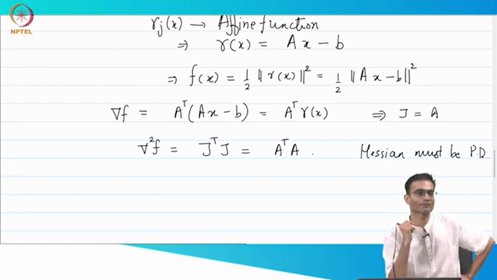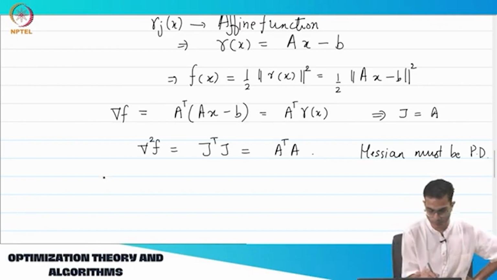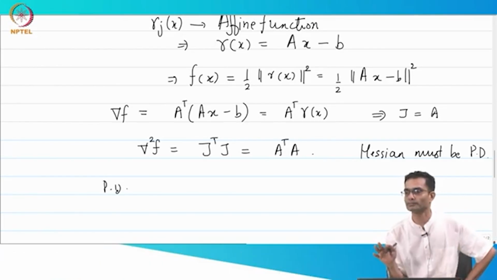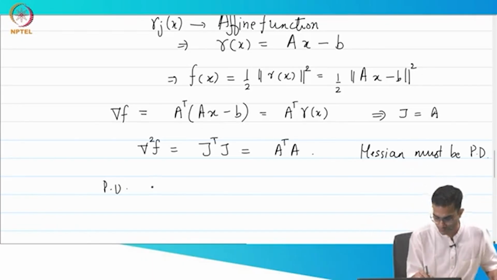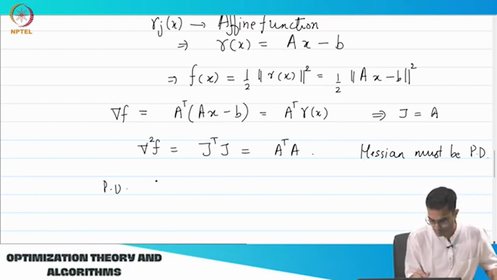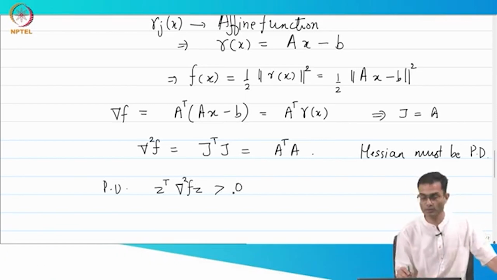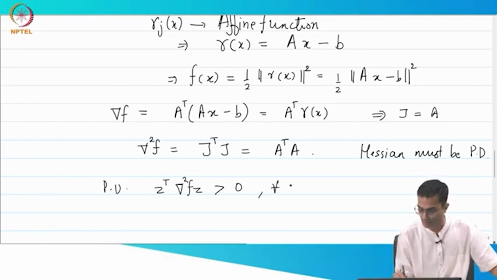That's important, it's not a given, right? So only when A is full column rank will this expression be positive definite. Why? So let us see, for positive definite, what is the definition? Anytime you have positive definite, what do you need to do? Stick a Z transpose Z on both sides, right? So if it is positive definite, this should be strictly greater than 0. And what is the important qualifier? For all Z.